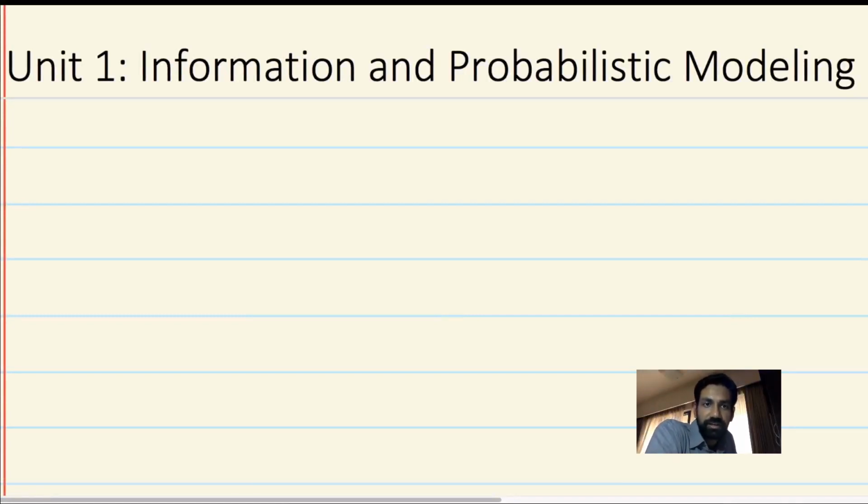This course will be divided into different units, and today I'll start with the first unit, which is titled Information and Probabilistic Modeling. In this unit, I'll try to define the notion of information, a mathematical notion of information, which we will be able to use for practical applications as well. In doing so, we will have to review some basic concepts of probability, which is the underlying mathematical tool that will be used throughout this course. So let's get started.